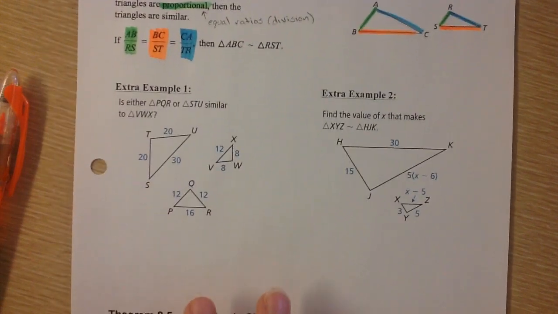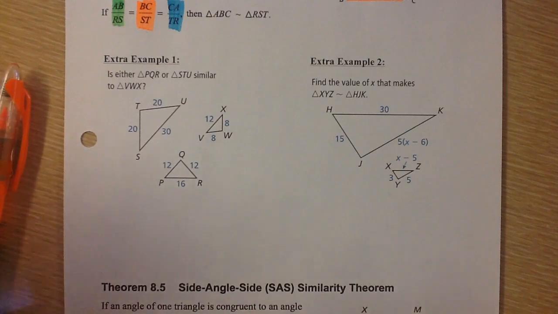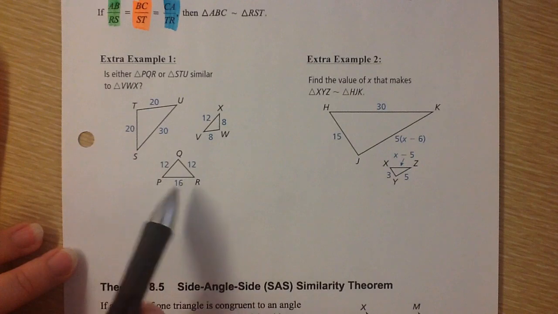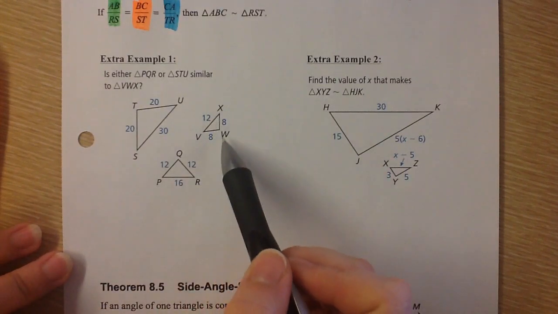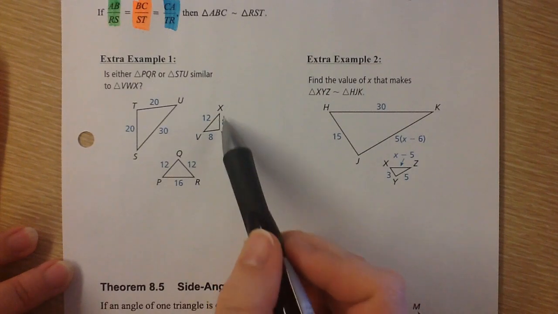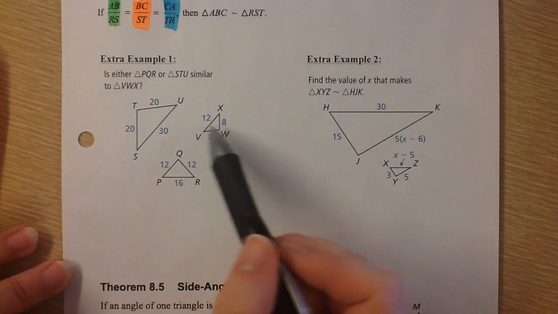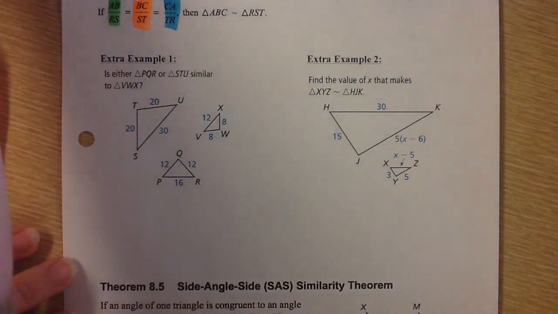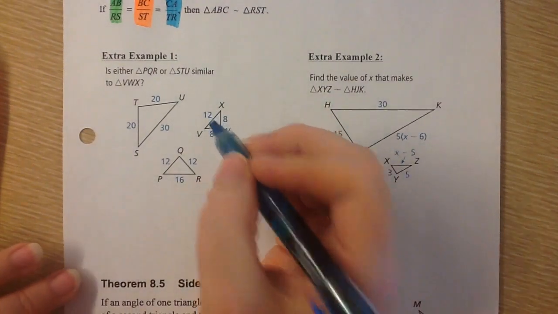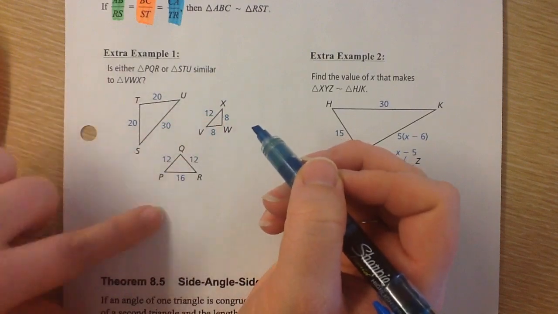Okay. So here, in extra example 1, is either triangle PQR or triangle STU similar to triangle VWX? So we're looking at this triangle, VWX. We're trying to decide, are either of these similar to it? Okay, so we need to be looking at those proportions. So to try to figure out how to set up those proportions, I always look at the longest side. So let's look at this one and PQR. Let's do those two first.